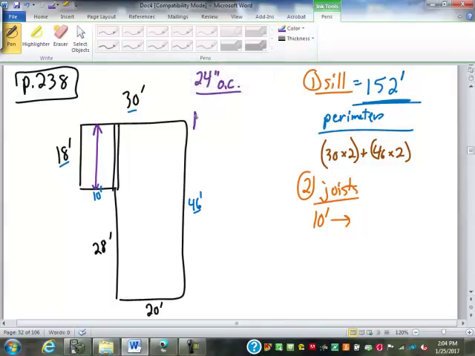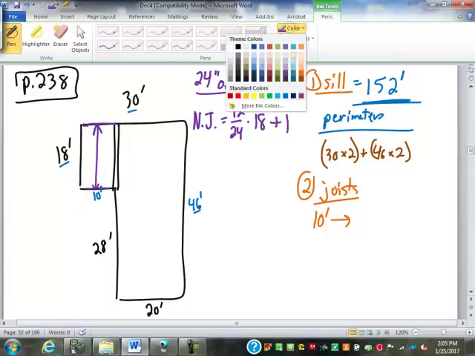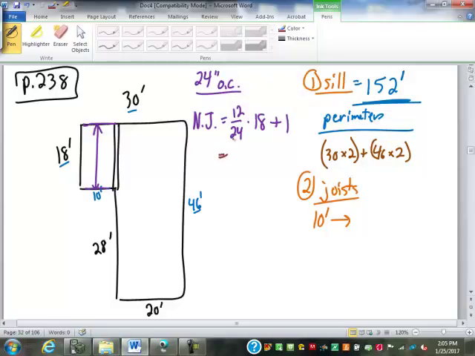So that means the number of joists for that run is going to be 12 over 24. Or the textbook would have, or the packet would have just said 1/2. It would have simplified it for you. Times my run of 18 feet. Plus, we need to know, is it going to be +1, +0, or -1? +1, because there is a joist at each end of that run. Perfect. So 12 over 24 times 18 is 9. +1 is 10. So there are 10 10-foot joists.